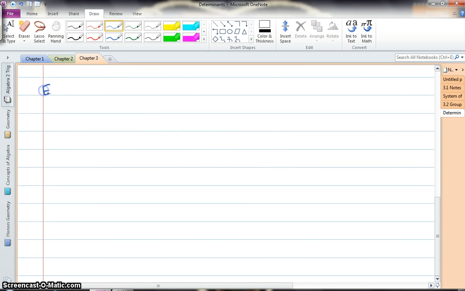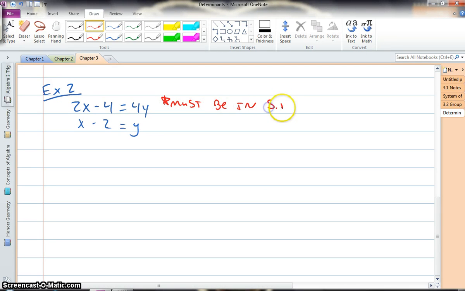So example 2. My next system is 2x minus 4 equals 4y, and x minus 2 equals y. Now again, before you can use determinants to solve, you must be in standard form. So we need x's and y's equal constants. So let's rearrange this. I'm going to move my 4y to the left side. So I have 2x minus 4y, and then I'm going to move this 4 to the other side, so that's a positive 4 over there. Over here, I'm moving my y, so x minus y, and I move my negative 2 to the right, which is just 2.